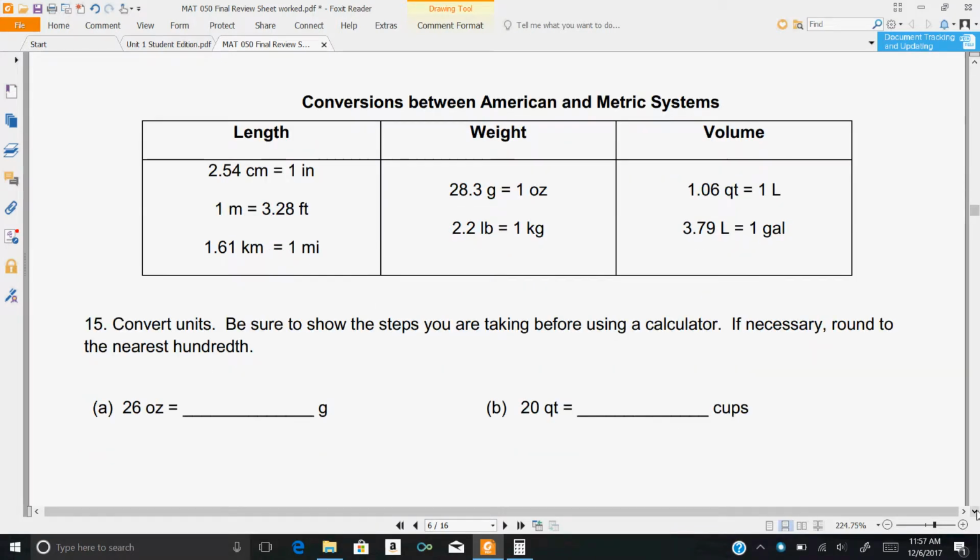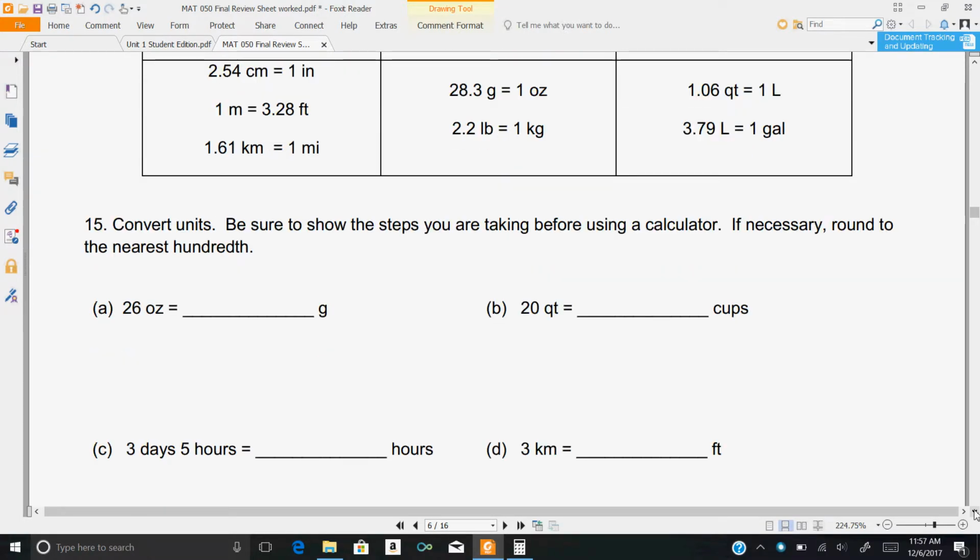We're converting between the metric system and the English system of units, or the American system. We're given some conversions, and we need to figure out how to make those conversions. So be sure to show steps you were taking before using your calculator. So don't just put a number. Tell me how you get that number. Tell me what you put in your calculator to get that number. If necessary, round to the nearest hundredth.